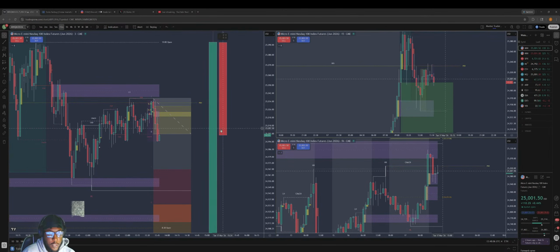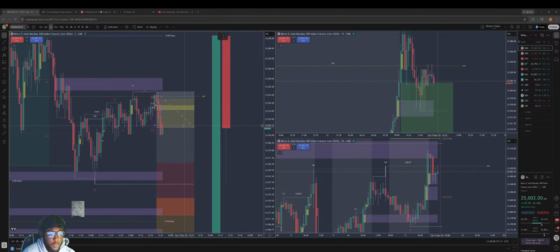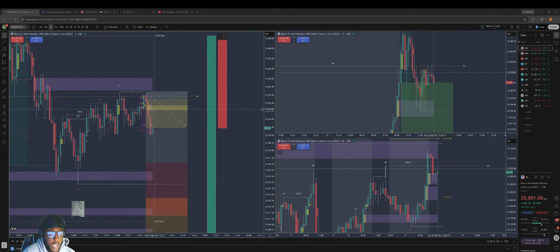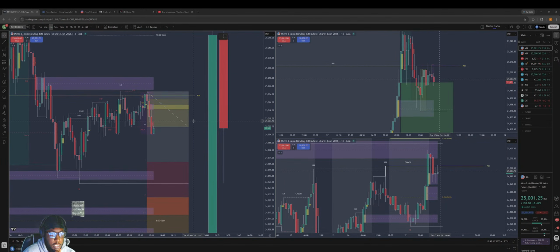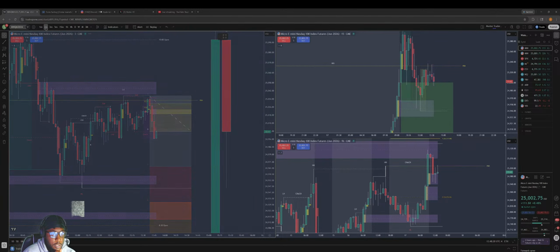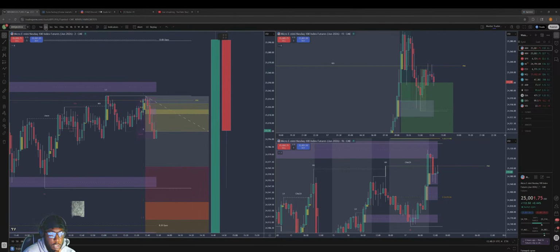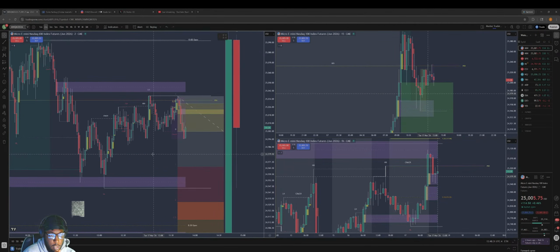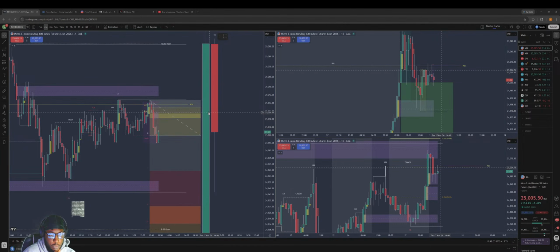So again, we got a change of character on the 3 minute. So ideally, if I'm taking this setup, this will probably be a decent level to take this trade from. Let me just see if we want to. The thing is, we might want to come back here. We might want to come back in here first before actually letting this trade play out. So I'm going to see if we're going to come back up in there.